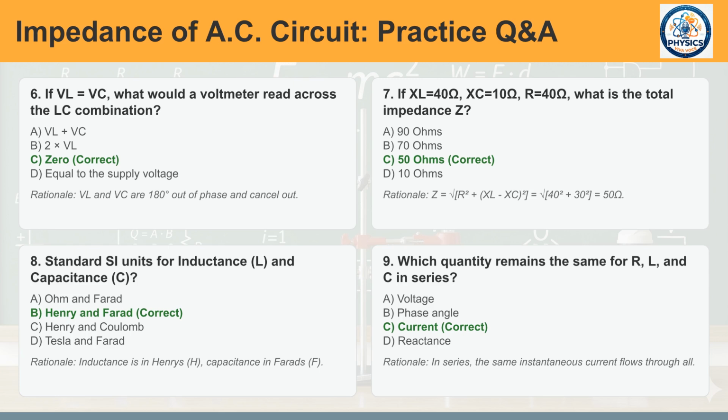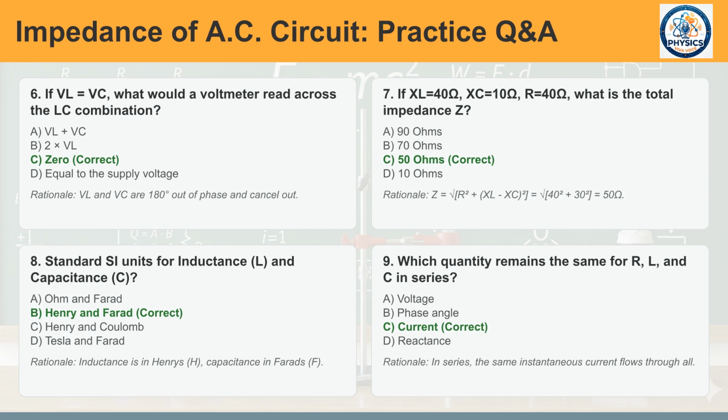If the voltage across the inductor and capacitor are equal, the net voltage across the LC combination is zero because they are 180 degrees out of phase. The total impedance for an RLC circuit with R equals 40 ohms, XL equals 40 ohms, and XC equals 10 ohms is 50 ohms. Standard SI units for inductance and capacitance are Henry and Farad, respectively.